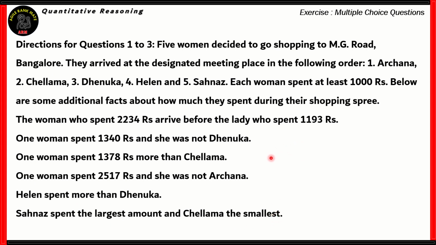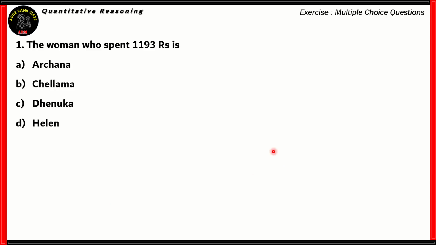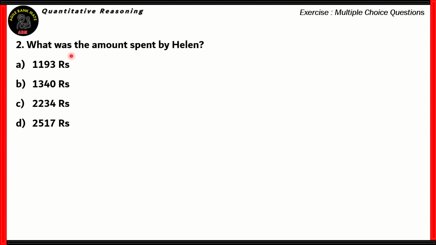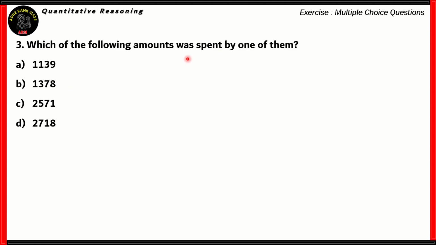Now let's look at the three questions first before we move on to solving the clues and the questions. The questions that we have are: we need to find out the woman who spent 1,193 rupees. We also need to find out what was the amount spent by Helen, and the final question being which of the following amounts was spent by one of them. What it means is that which of these amounts corresponds to one of the values that was spent by a woman. Some of these values here aren't spent by a person.